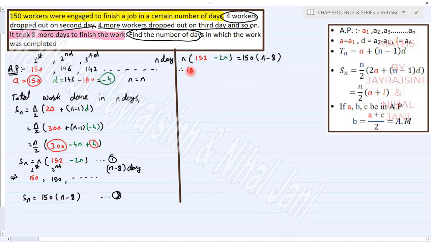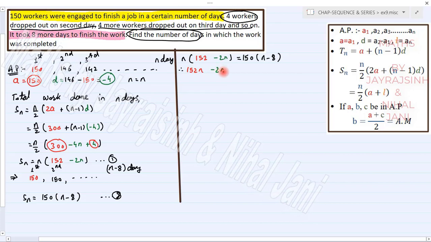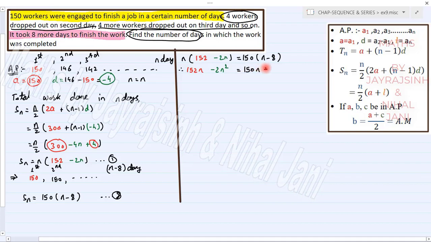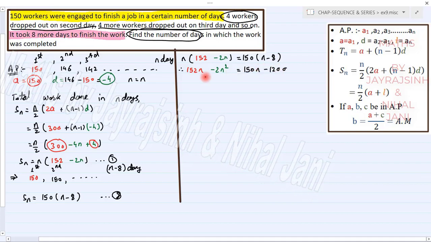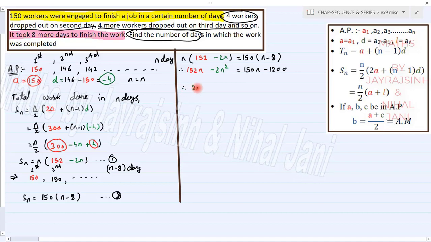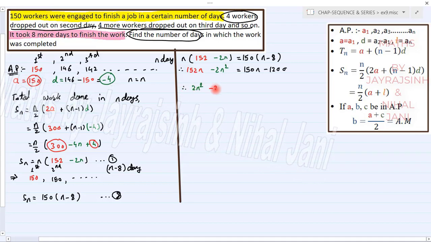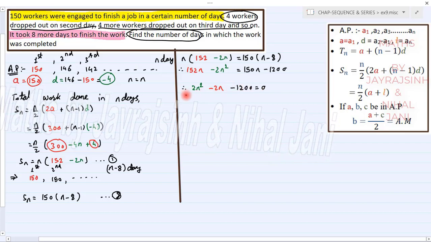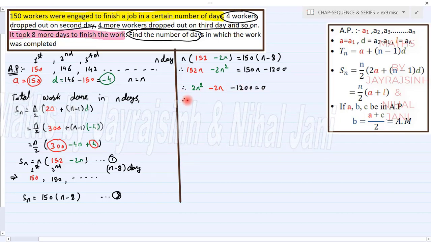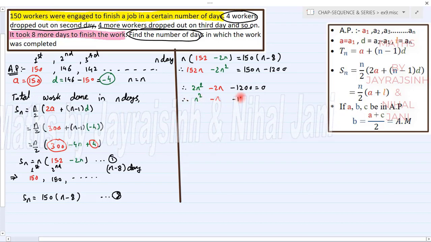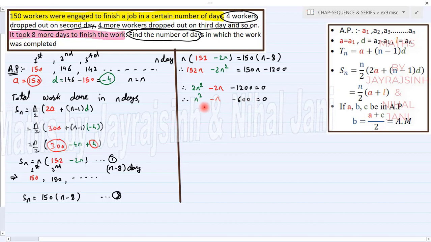Now let's open the bracket. Here we'll get 152n minus 2n square is equal to 150n minus 1200. So here we get a quadratic equation, 2n square minus 2n minus 1200 is equal to 0, or we can take 2 common, so we get n square minus n minus 600 is equal to 0.